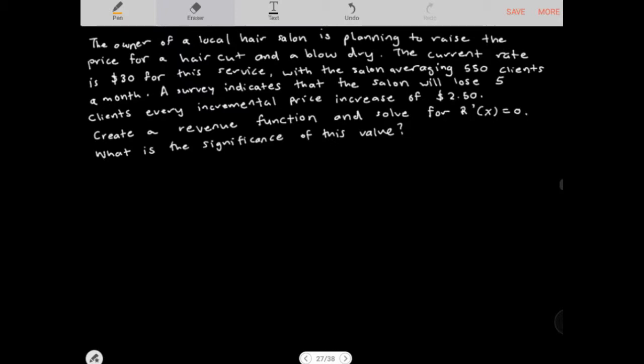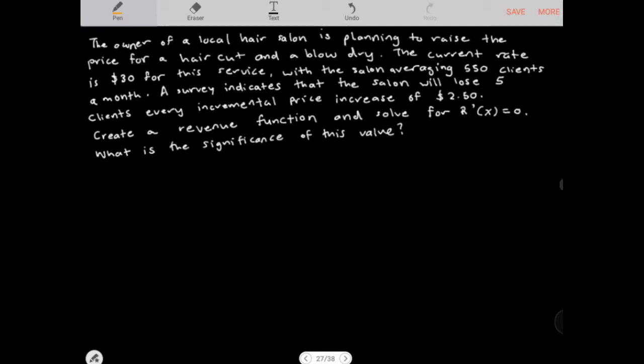Alright, let's take a look at an application where we can actually utilize the derivative. In this question, the owner of a local hair salon is planning to raise the price for a haircut and a blow dry. The current rate is $30 for the service, with the salon averaging 550 clients a month. A survey indicates that the salon will lose 5 clients every incremental price increase of $2.50. Write a revenue function and solve for R prime of x equal to 0. What is the significance of this value?